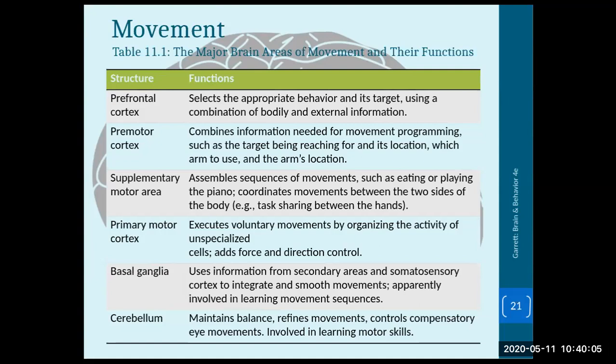The prefrontal cortex, of course, is the one that selects the appropriate behavior and uses a combination of internal and external information. So in the touch system, we talked about, right, if something is wrong, like you sprain an ankle, that information from the ankle is going to go up through the spinal cord, cross over. If it's your left ankle, most of that information goes to the right side of the spinal cord, up through the thalamus to the somatosensory cortex, which is the primary somatosensory cortex.